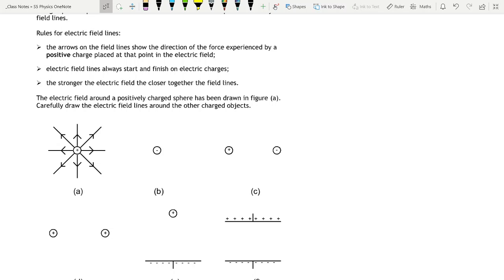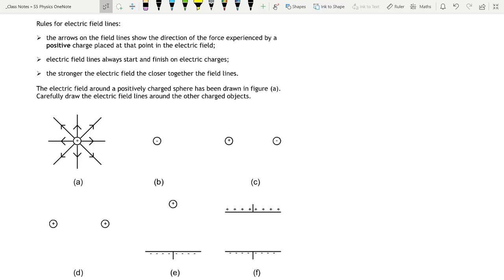So you're basically imagining you bringing in a positive charge, you hold it, and then you let go of it. Where would it go? Electric field lines always start and finish on electric charges, and the stronger the electric field, the closer together the field lines. Okay. So let's think about that positive charge.